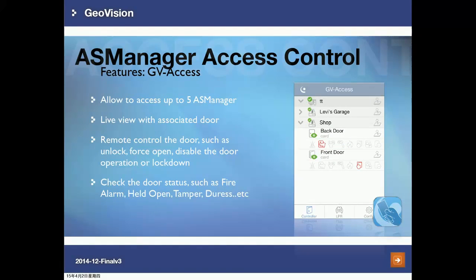The last remote access application that you can use to remotely access ASManager is GeoVision. It's available on iOS and Android. You can remotely connect up to 5 ASManagers. You can also view live view of the cameras with associated doors. You can also remotely control doors, such as force unlock, force open, or disable the door, or even lock down. You can also check some of the door statuses like held open, tamper, or anti-duress.